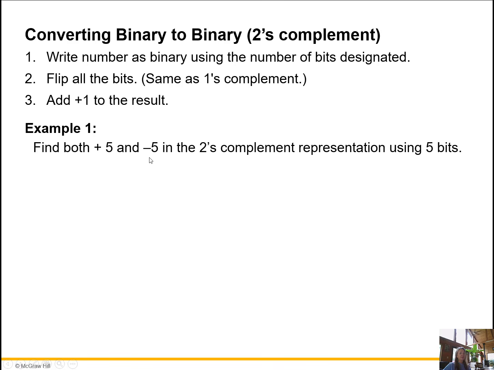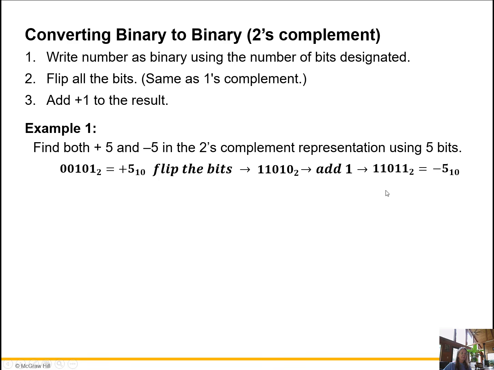So let's look at an example. Let's look at 5, and then we'll look at -5. So this tells me I write down my 5, which we did last time. I flip the bits. I did that last time. And then I add 1. There is our representation of -5 in 2's complement base 2.